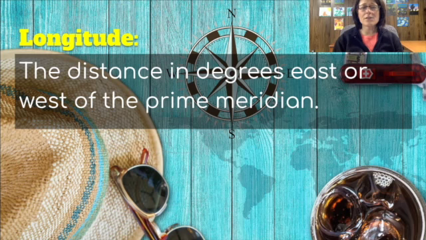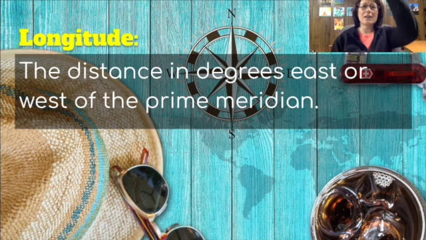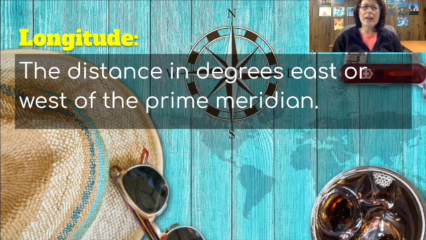There are also lines of longitude. This is the distance in degrees east or west of the prime meridian. And I have this background with the lines going down to show you that that's the way the lines of longitude are. They go north to south, but they measure degrees east or west of what is called the prime meridian.